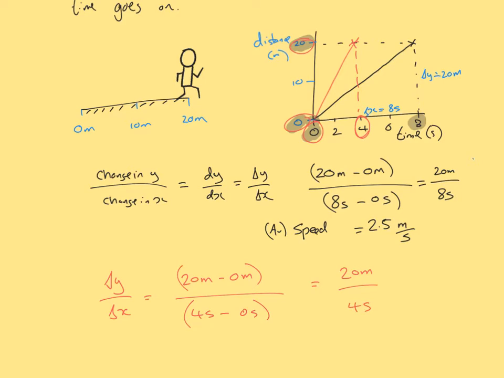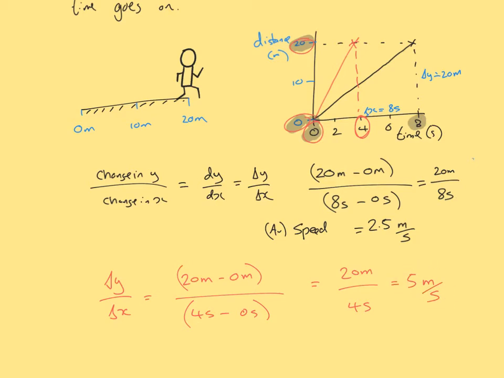So this time, we've got 20 meters took 4 seconds to travel. So we do that as a straightforward calculation. 20 divided by 4 is, of course, 5. And again, the units are there, meters on the top, seconds underneath, 5 meters per second.